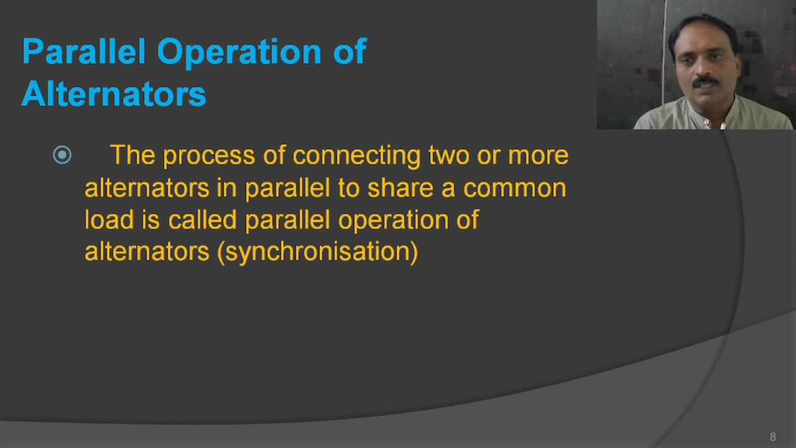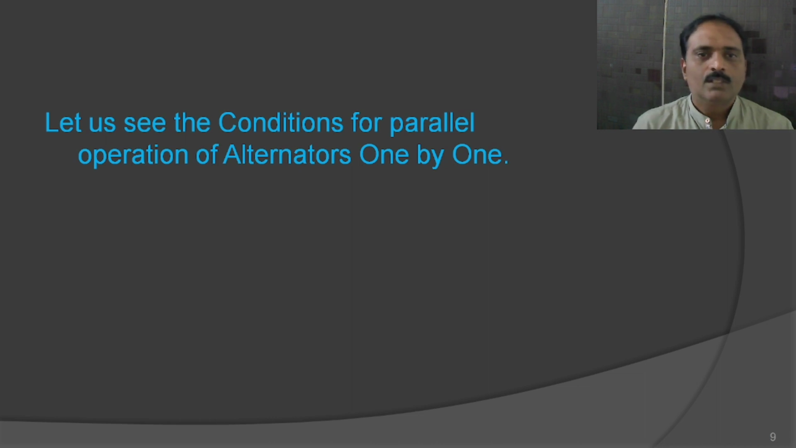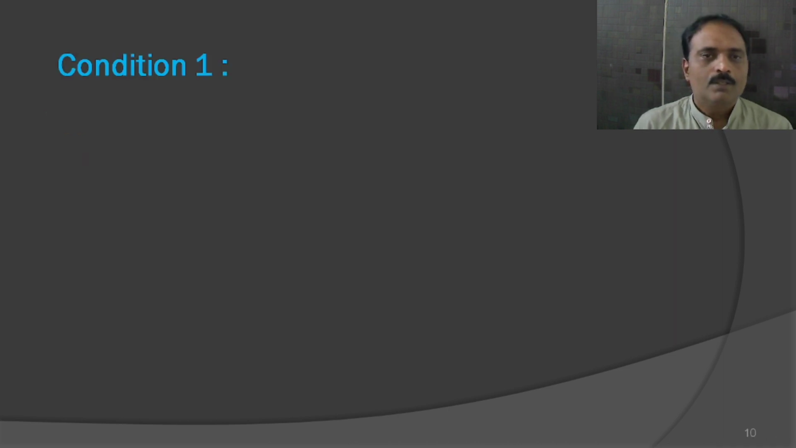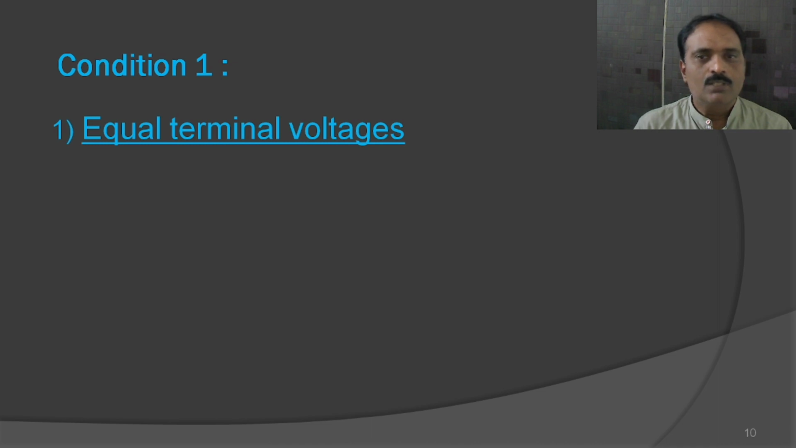So the process of connecting two or more alternators in parallel is known as parallel operation of alternators, or this can also be considered as synchronization. Now let us see the conditions of synchronization of alternators one by one, or you can say parallel operation. The first one is equal terminal voltages.